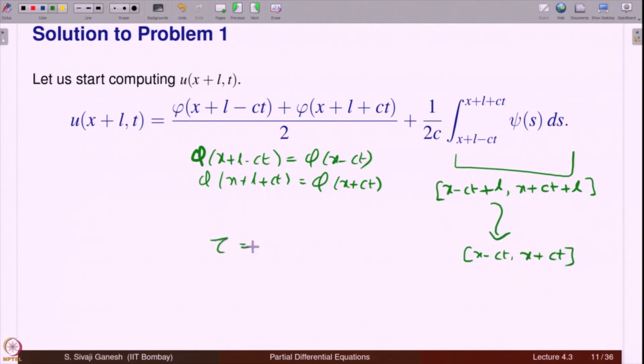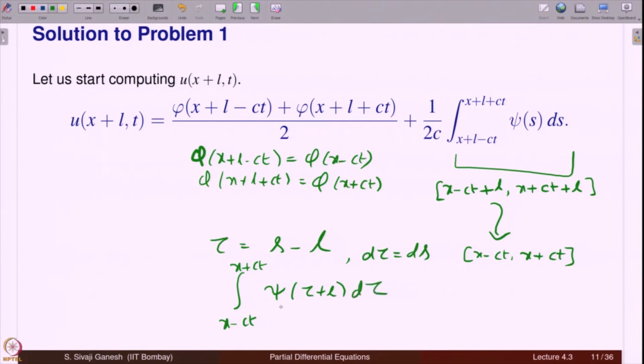Let us put tau equal to s minus L, then what will happen? d tau is ds and this integral will become, when s is equal to x plus L minus Ct, tau will become x minus Ct. When s equals x plus L plus Ct, tau will become x plus Ct, and the integrand psi of s, psi of s is psi of tau plus L, d tau, but psi is periodic of period L, therefore this is equal to the integral from x minus Ct to x plus Ct of psi of tau d tau.